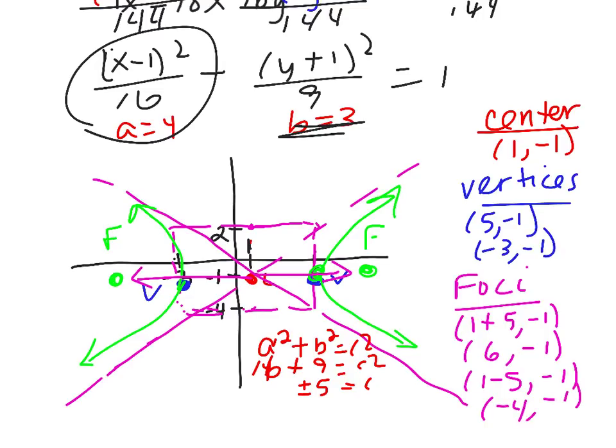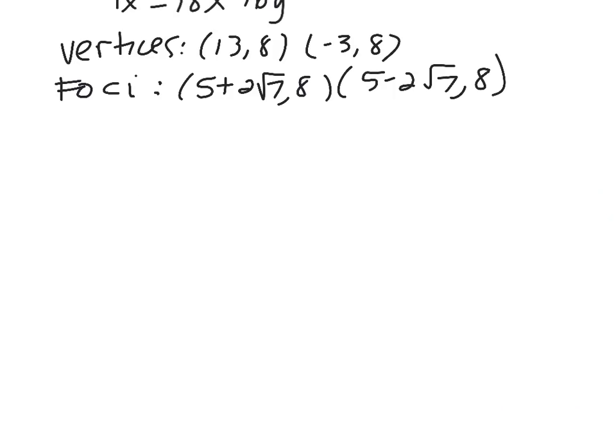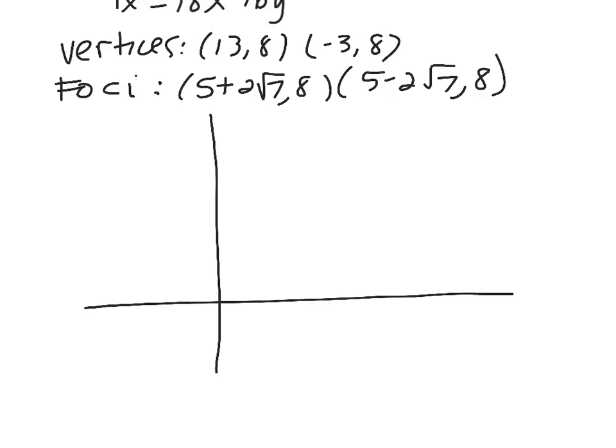Okay, so let's take a look at number 6. For number 6, we have to come up with the equation for this guy here. I know it says this is an ellipse, so I have to come up with the equation for the ellipse. All right, so I'm going to start drawing a picture. So I have vertices are 13, 8.